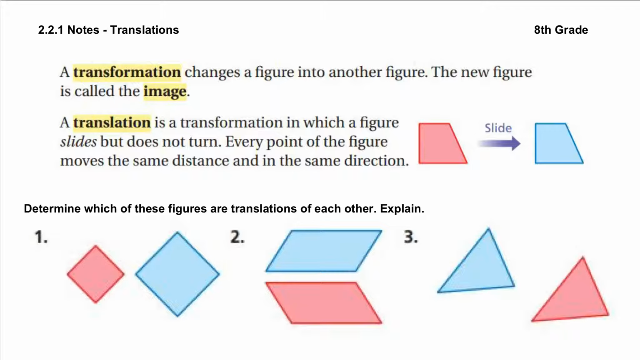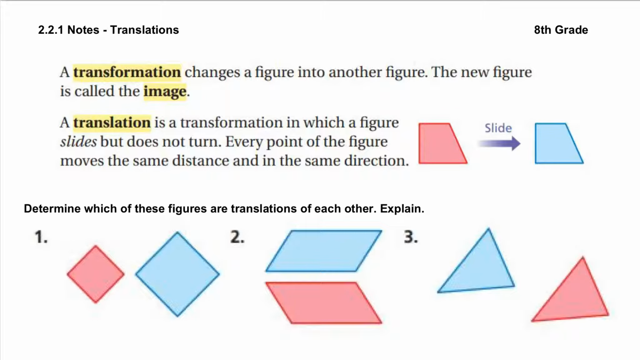So today we're going to focus on one type of transformation, and that's called a translation. And we have our definition right here. A translation is a transformation in which we slide the figure. We don't turn it, we don't make it bigger, we don't flip it over. We simply slide it either left, right, or up and down.